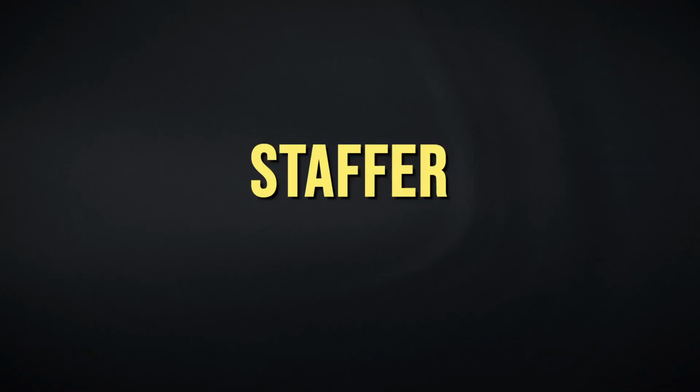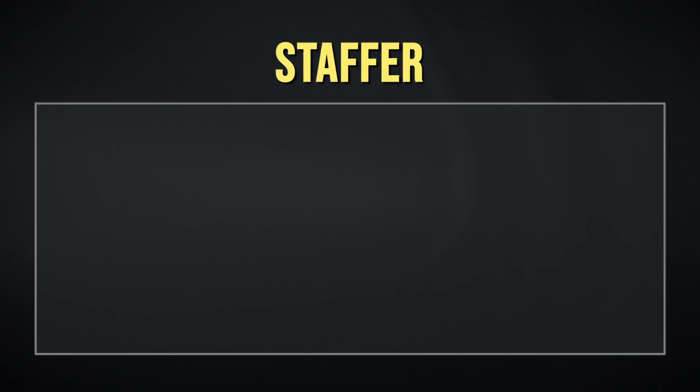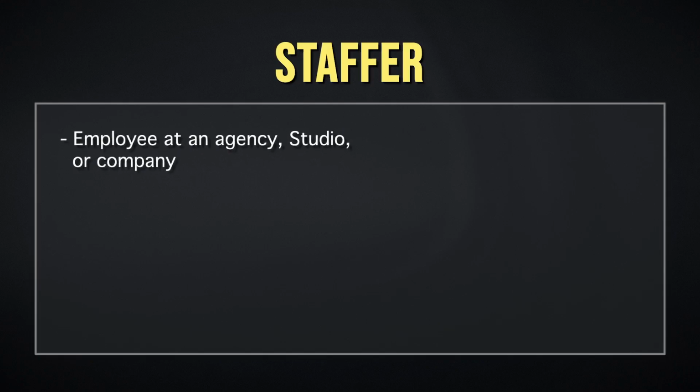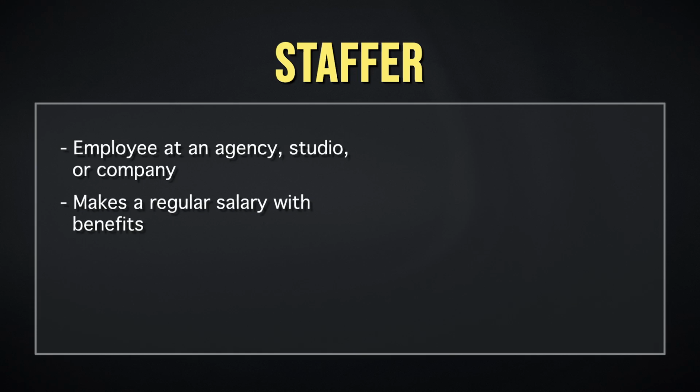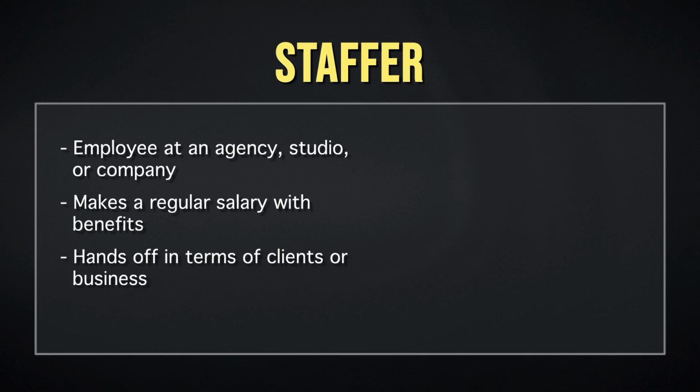The next persona we define is called staffer. So this is a person who actually gets hired on as an employee at an agency or studio or other company. This is a good, stable position to achieve because it's an employee. It's not a part-time contractor. So they're going to get paid a regular salary, also probably benefits, healthcare, all the stuff that comes along with being an employee. This person isn't worrying about business operations. They don't have to maintain clients because the company is doing that for them.